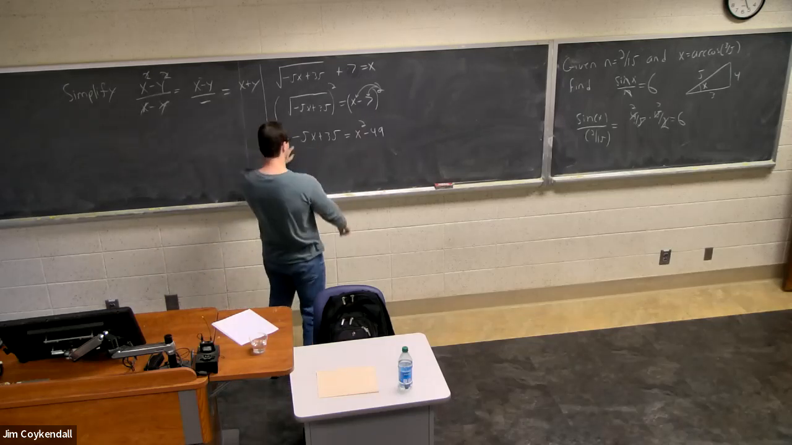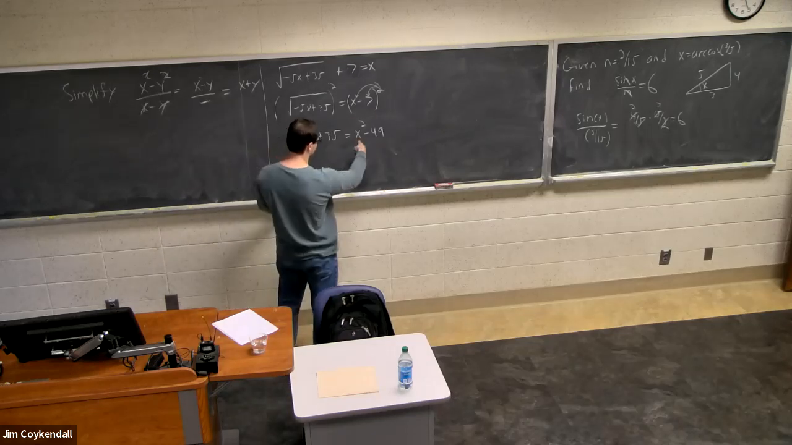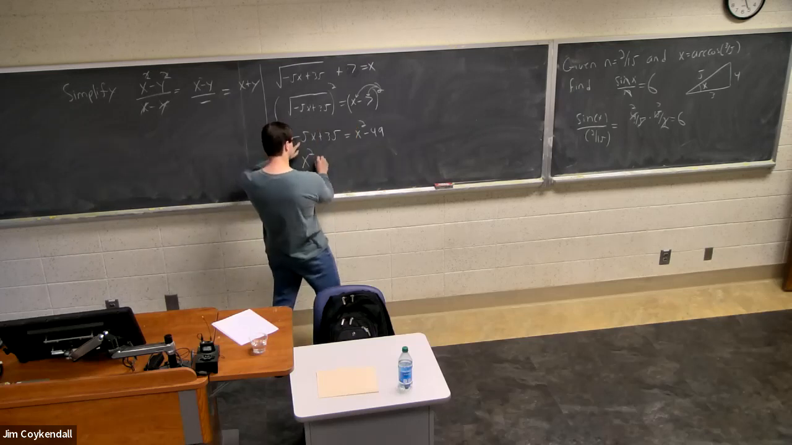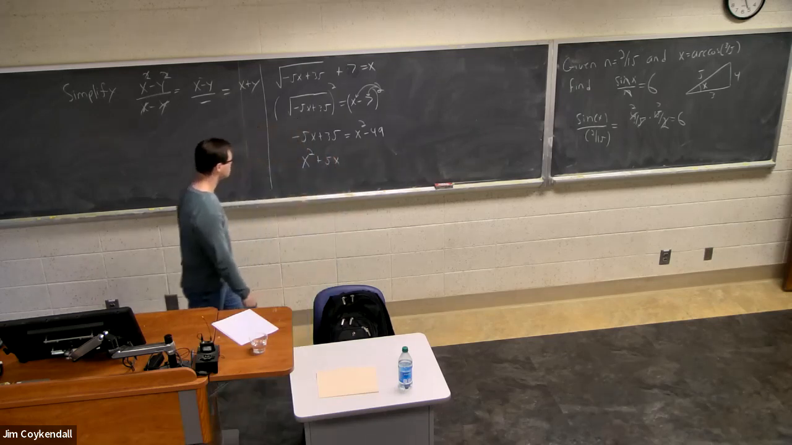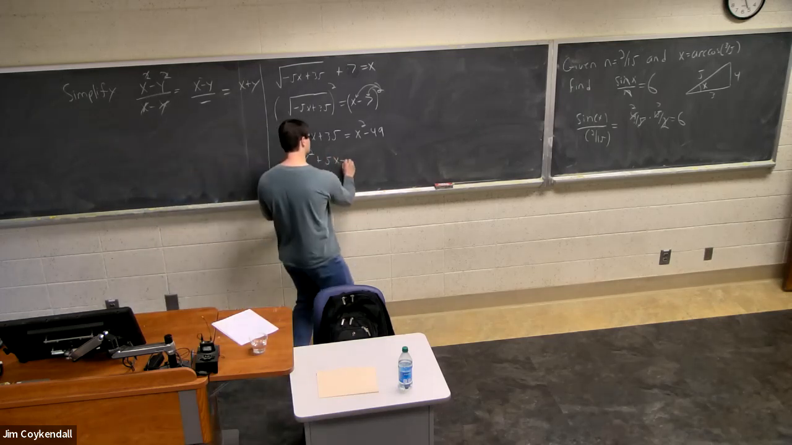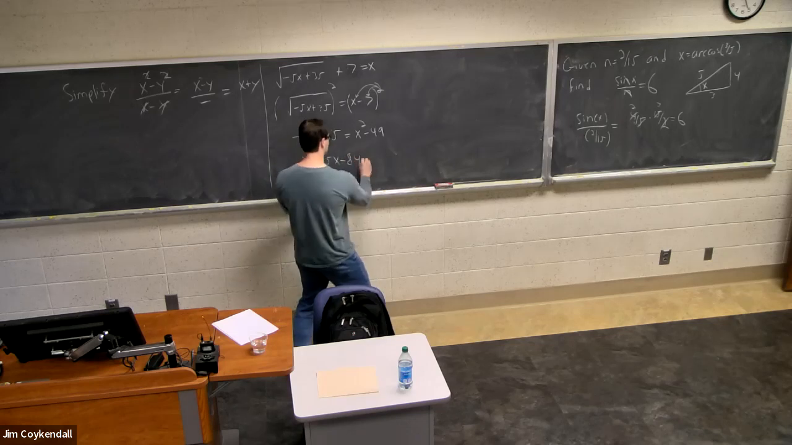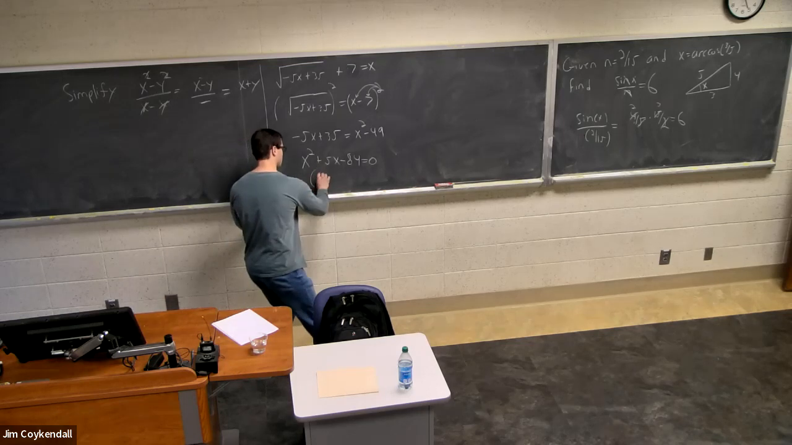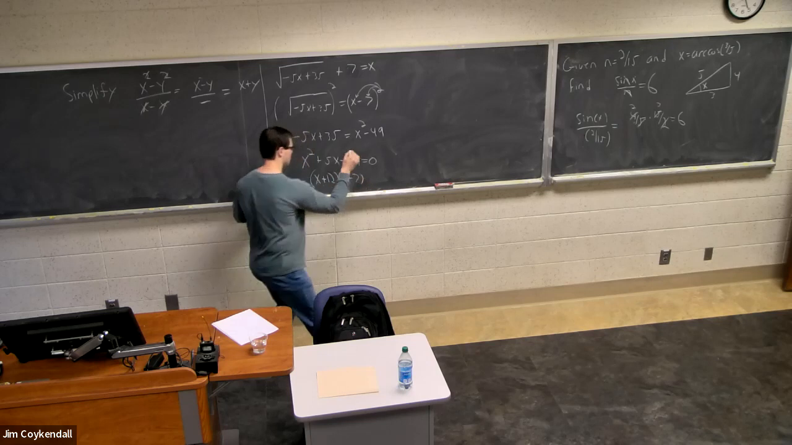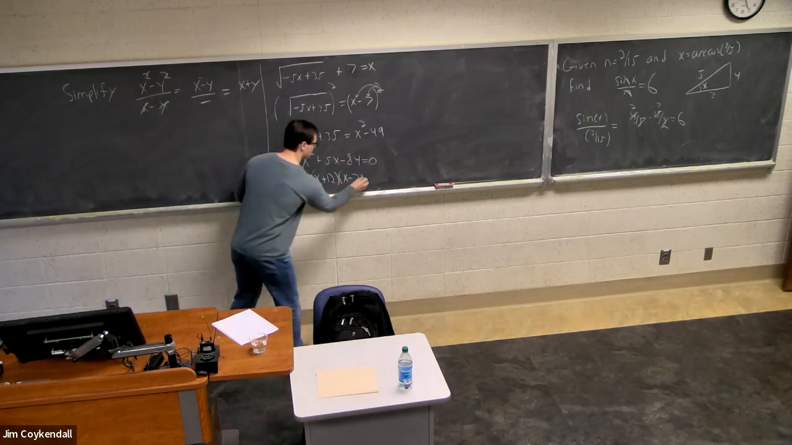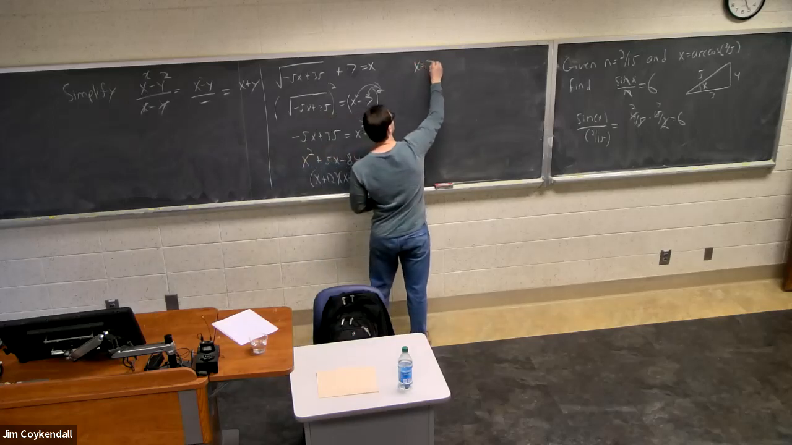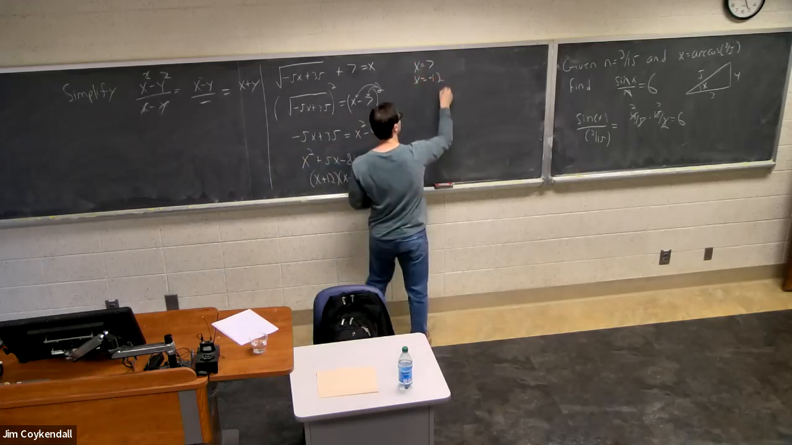Let's move everything to the left-hand side. So I have a positive x squared, but of course I'll write it on the left. So I have x squared plus 5x minus 84 equals 0. And this does factor nicely. That's x plus 12 and x minus 7. And so I get x equals 7 and x equals -12.